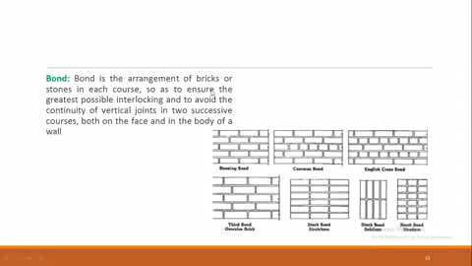Bond is the arrangement of bricks or stones in each course so as to ensure the greatest possible interlocking and to avoid the continuity of vertical joints in two successive courses, both on the face and in the body of a wall. Various bonds in brick masonry, like English bond, Flemish bond, etc., will be taught in the next lecture.